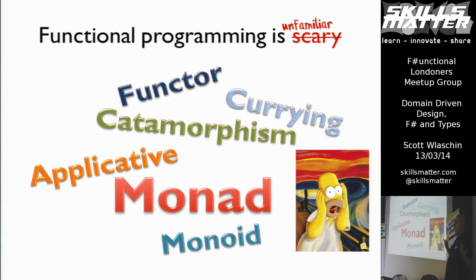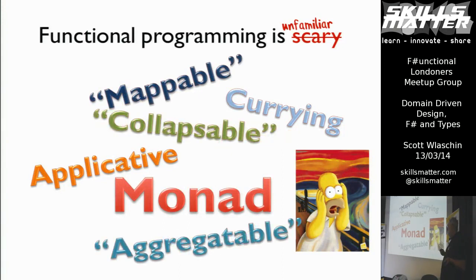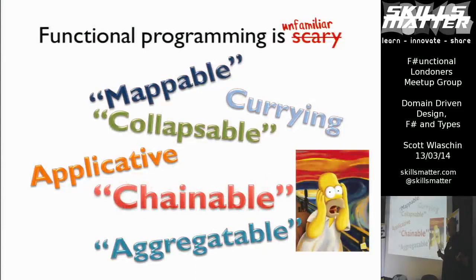The problem is they come from mathematical terminology, because the maths people got there first. And if the non-math people had got there first, we wouldn't be calling them functors, we'd be calling them mappables. And instead of a catamorphism, we'll have something like a collapsible, an aggregatable, or a chainable. Okay, so they don't sound so scary if they had different names.